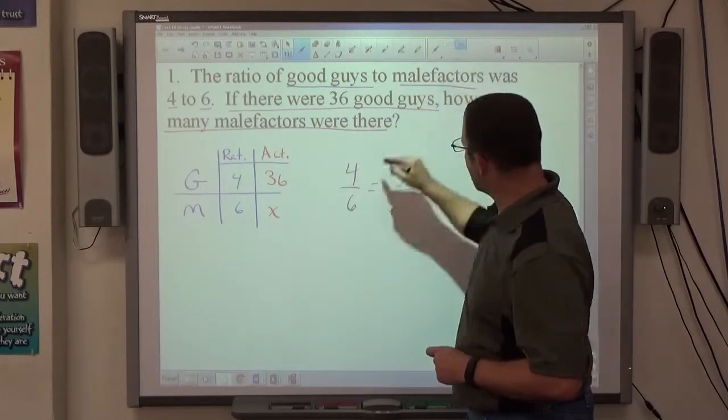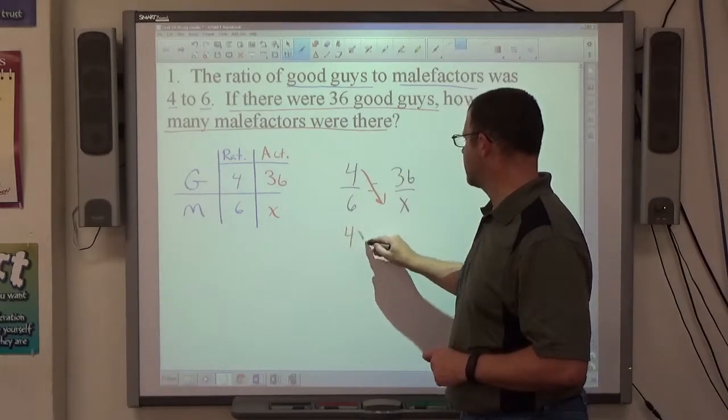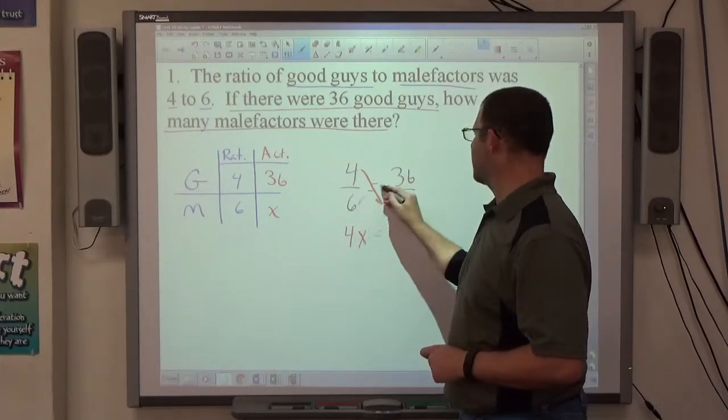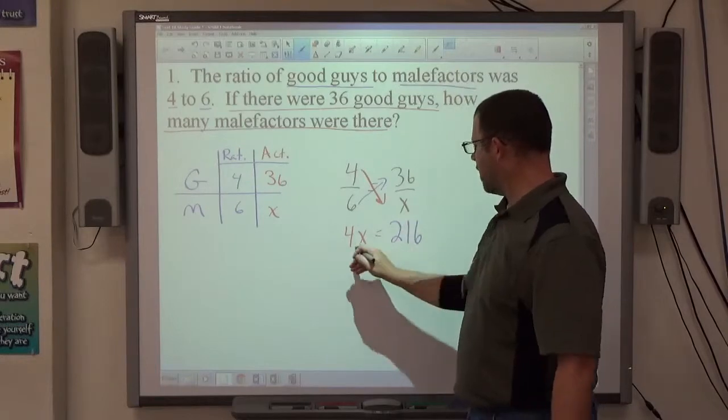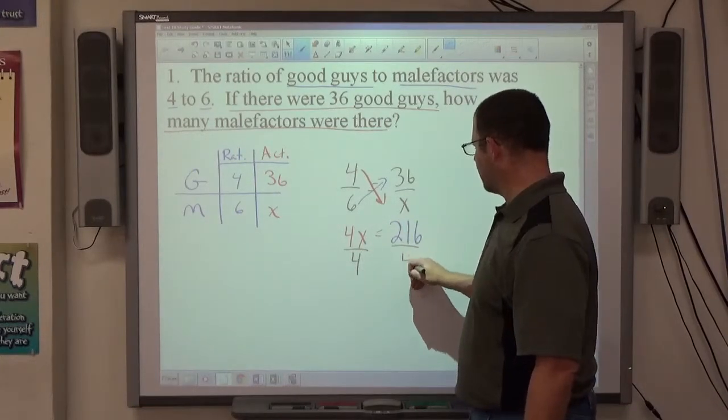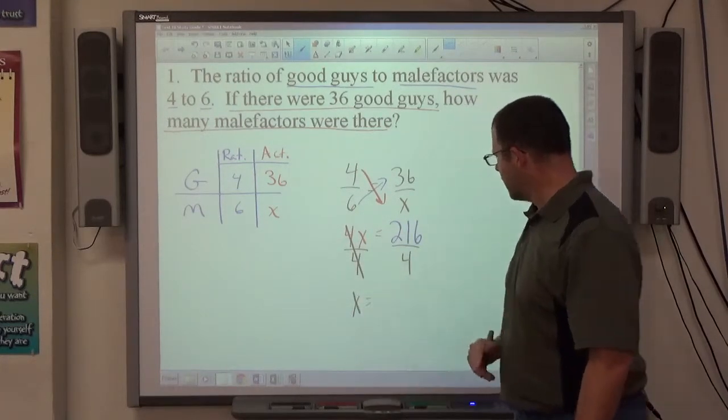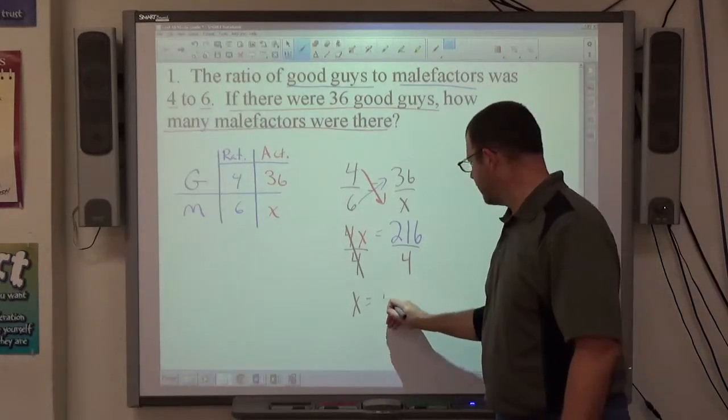We cross multiply this product for x is equal to this product. 6 times 36 is 216. Then we simply divide both sides by 4 to get rid of that number in front of x. And 216 divided by 4 is 54.